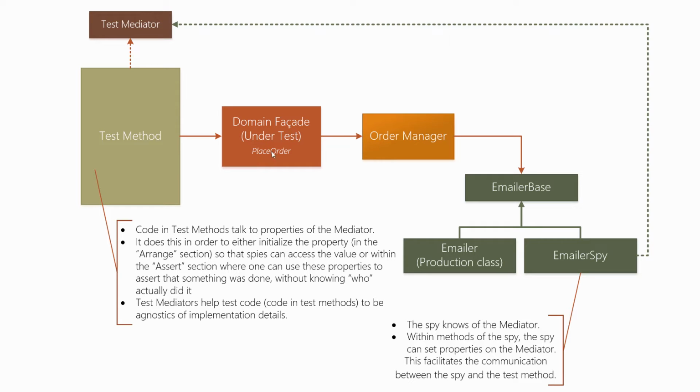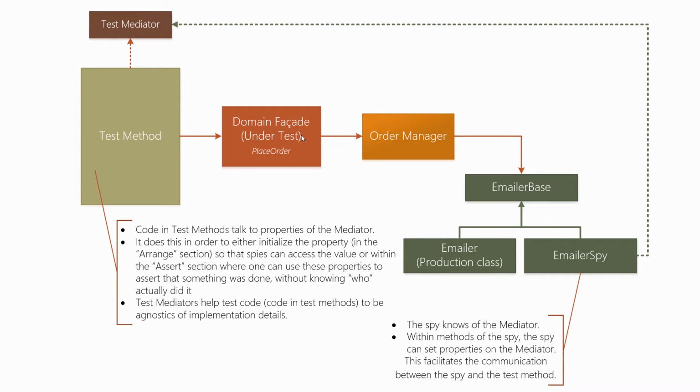The domain facade has a dependency on the order manager. These arrows are showing a dependency, meaning the unit test method here is aware of the domain facade. Of course, this is testing the domain facade here. And the unit test method has a dependency on the test mediator. In this case, dependency is more like it has a reference of or knows of these two classes.